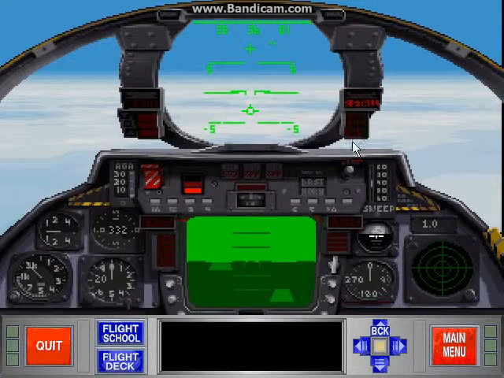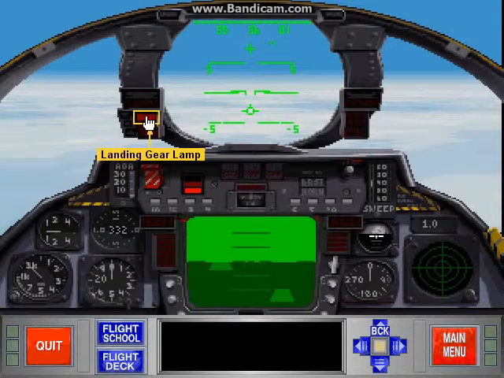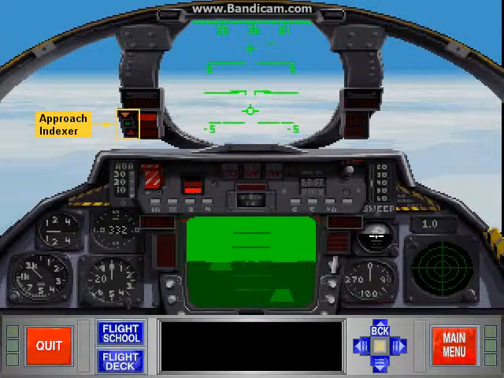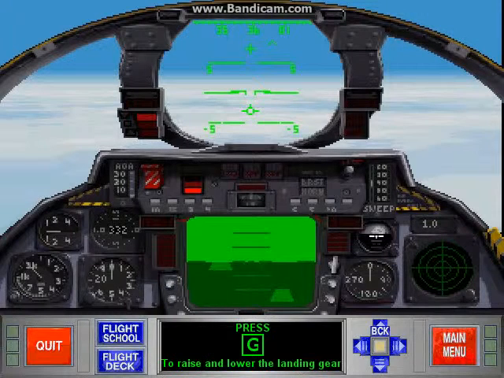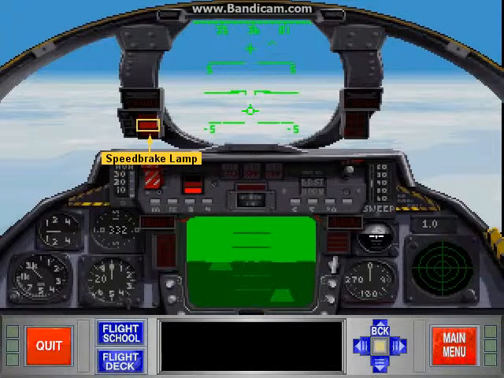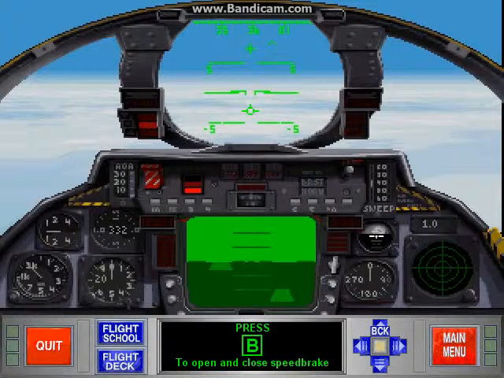The landing gear lamp is lit when your landing gear is down and appears in conjunction with the approach indexer. The landing gear may be raised or lowered by pressing the G key. The speed brake lamp is lit when your speed brake has been extended, causing you to lose speed quickly. The speed brake is opened and closed by pressing the B key.